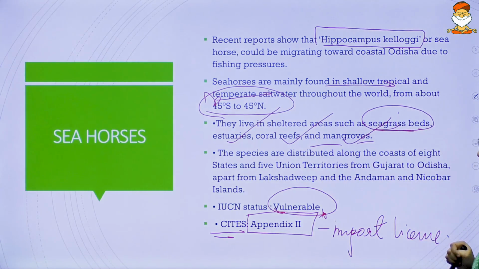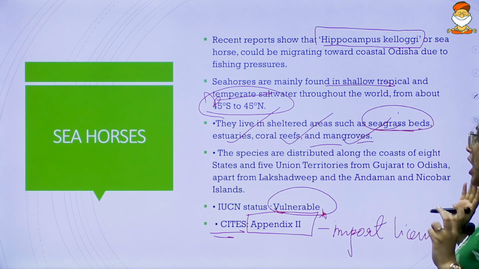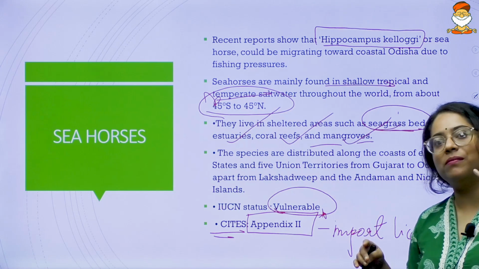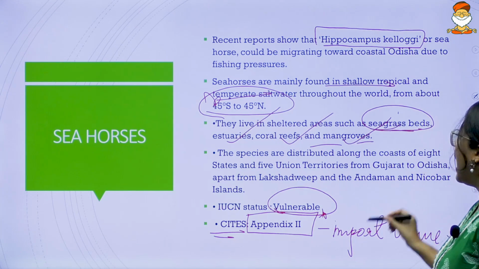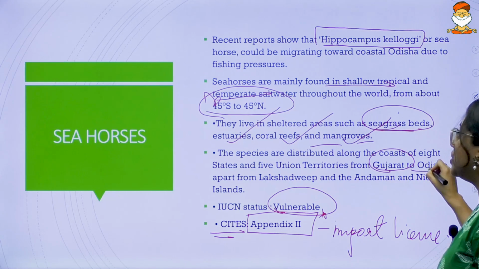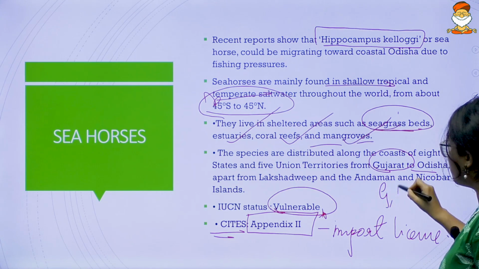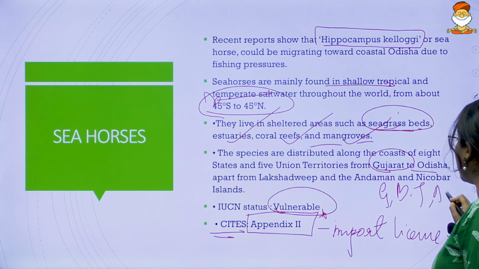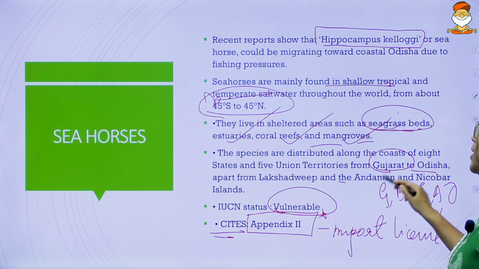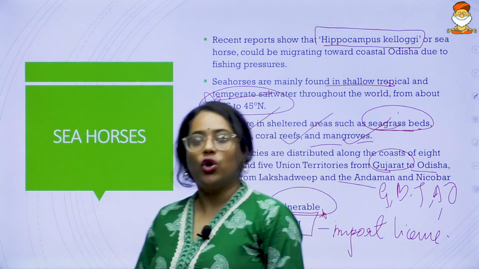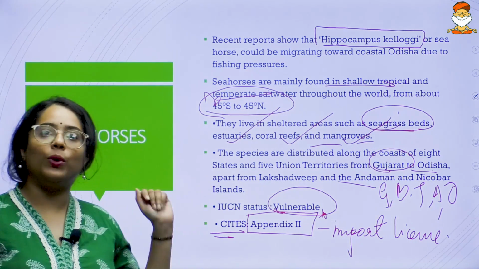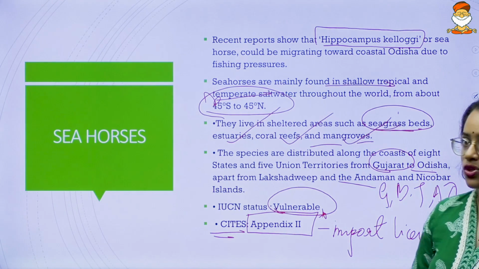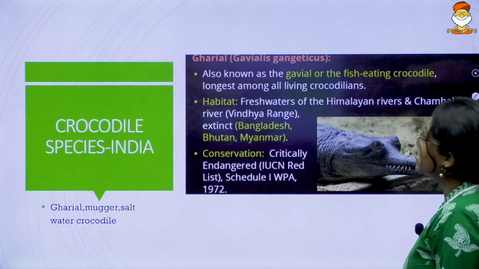In India, it's not just Odisha that comes as a habitat area. You have areas from Gujarat to Odisha: Gujarat, Maharashtra, Tamil Nadu, Andhra and Odisha, where you see the presence of seahorses. So five states in India, along with certain island groups of Andaman and Lakshadweep, see the presence of seahorses. So this is the first species to be discussed.